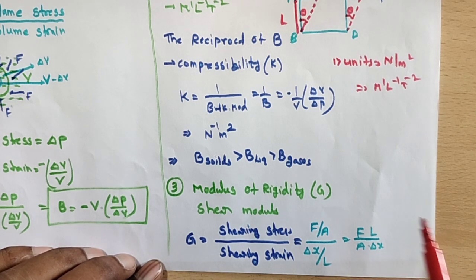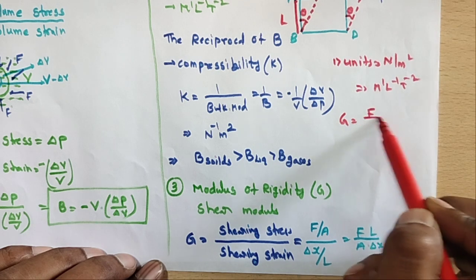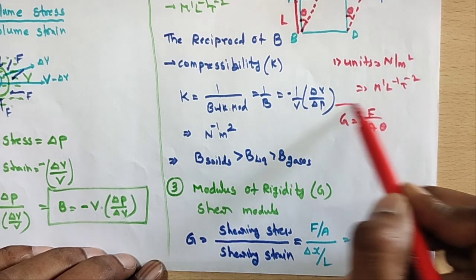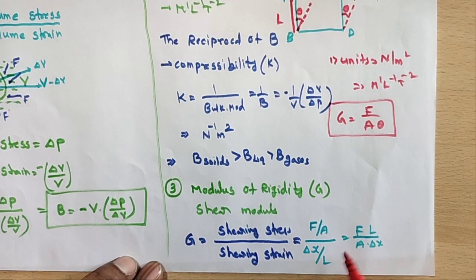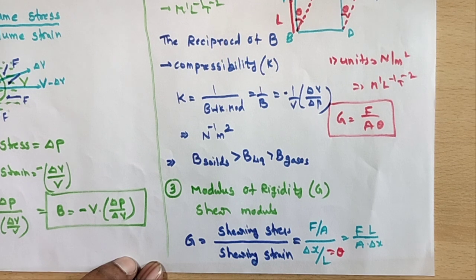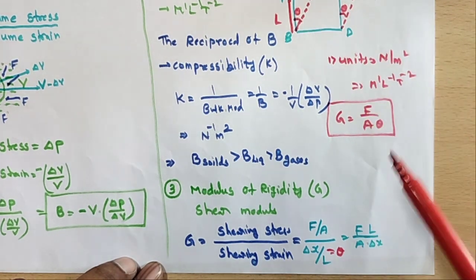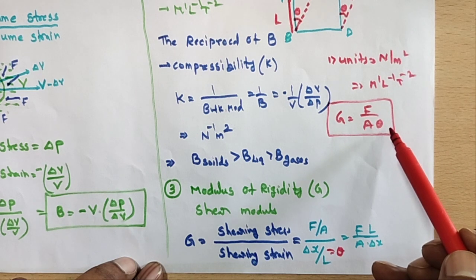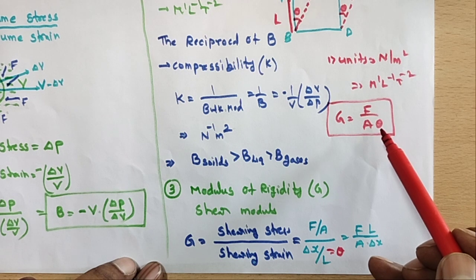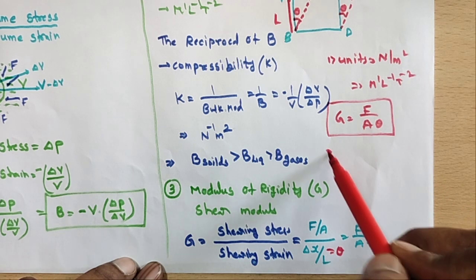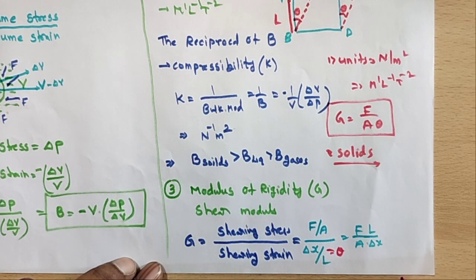So this is the dimensional formula, and sometimes the formula G is equal to F by A theta also I can write. G is equal to F by A theta. What is theta? Shearing strain is equal to theta. Sometimes theta is used to indicate shearing strain. So that is F by A into theta. Only solids can exhibit shearing.